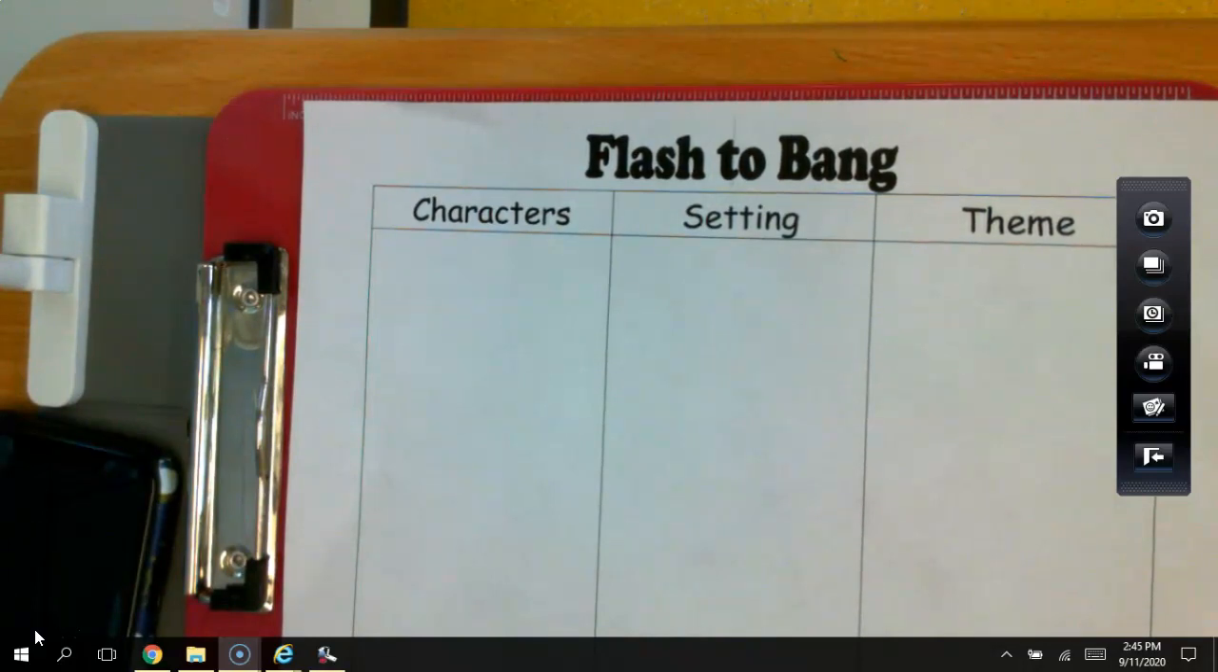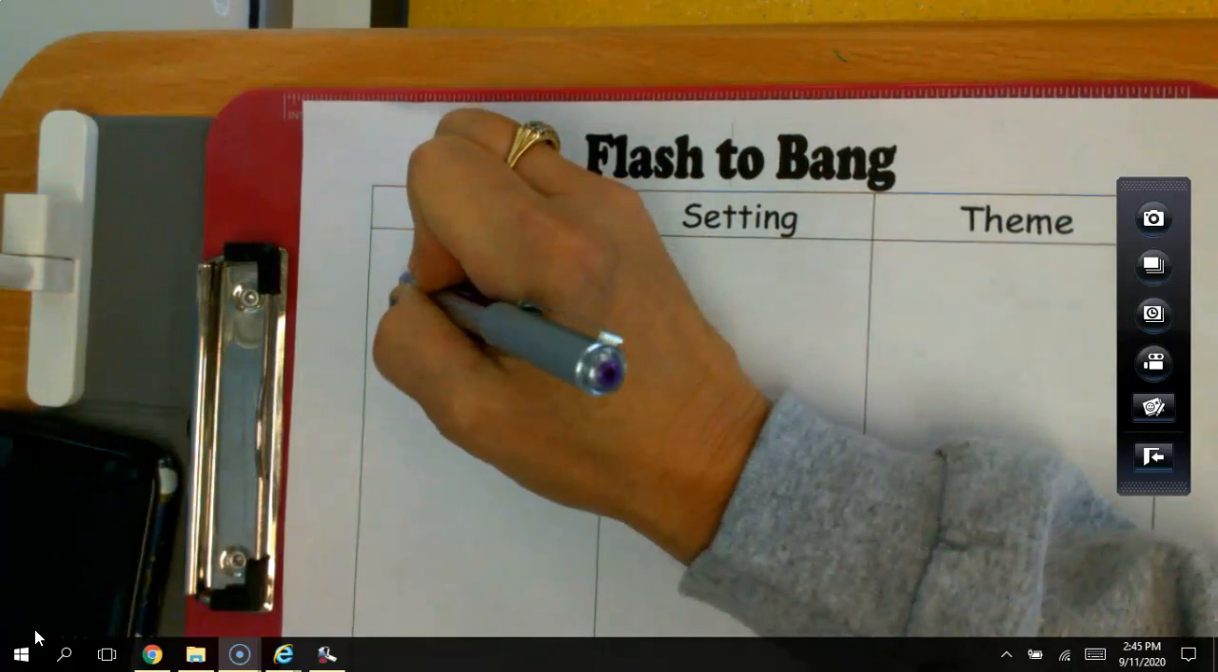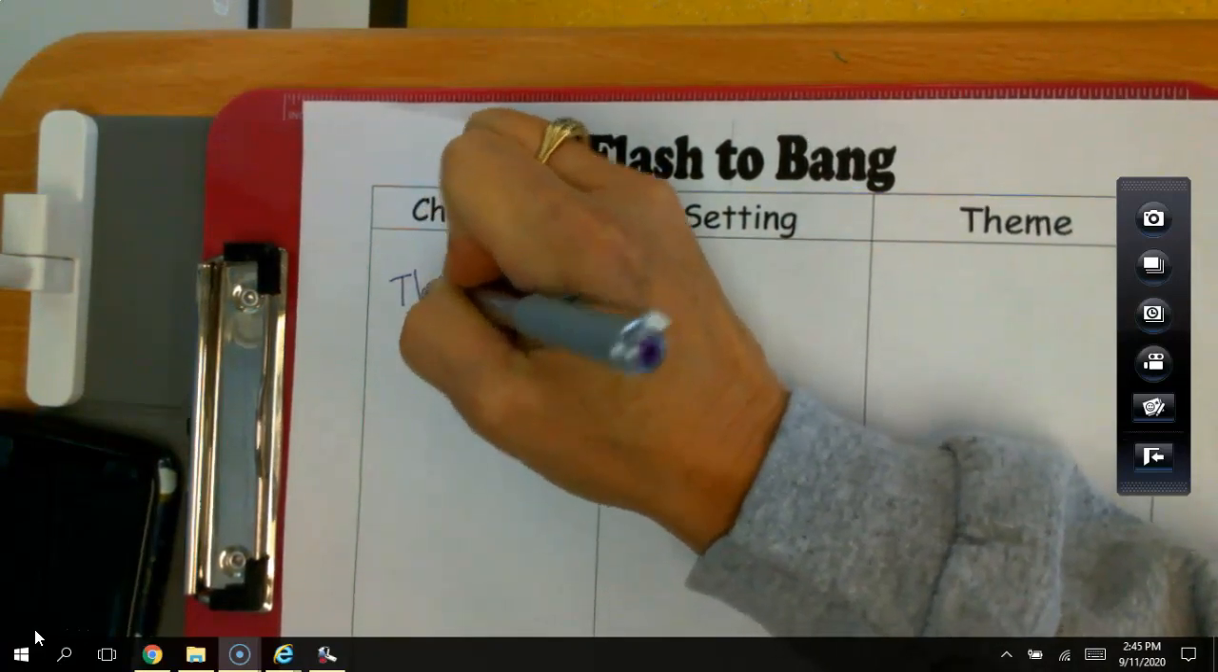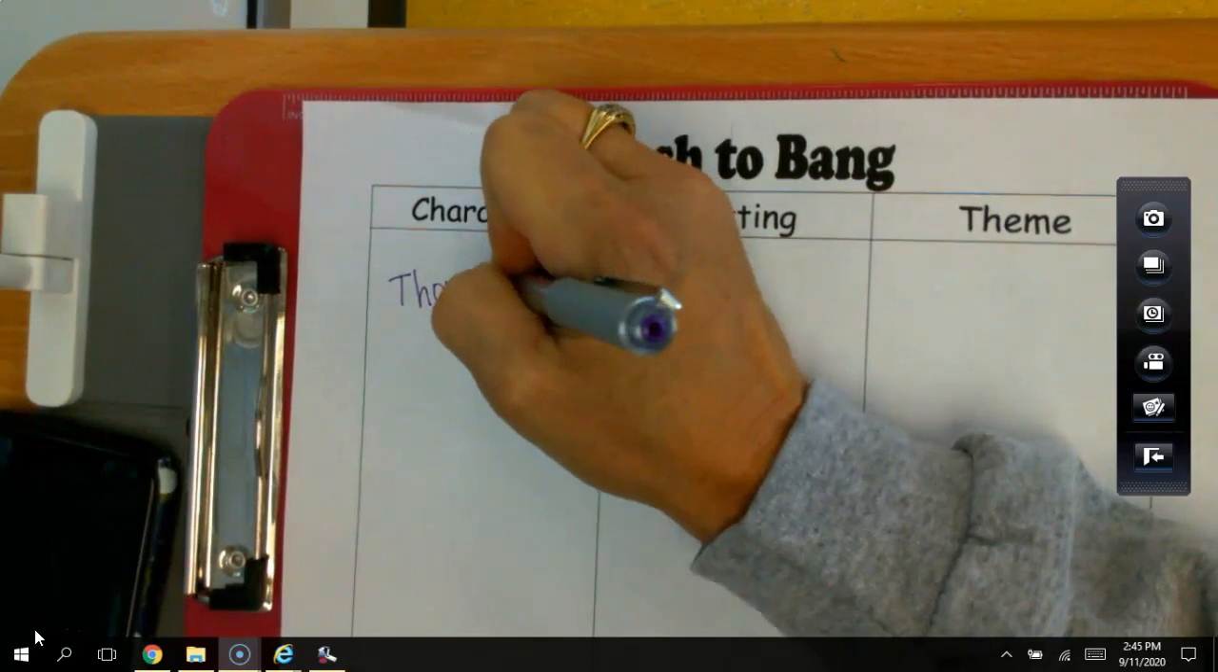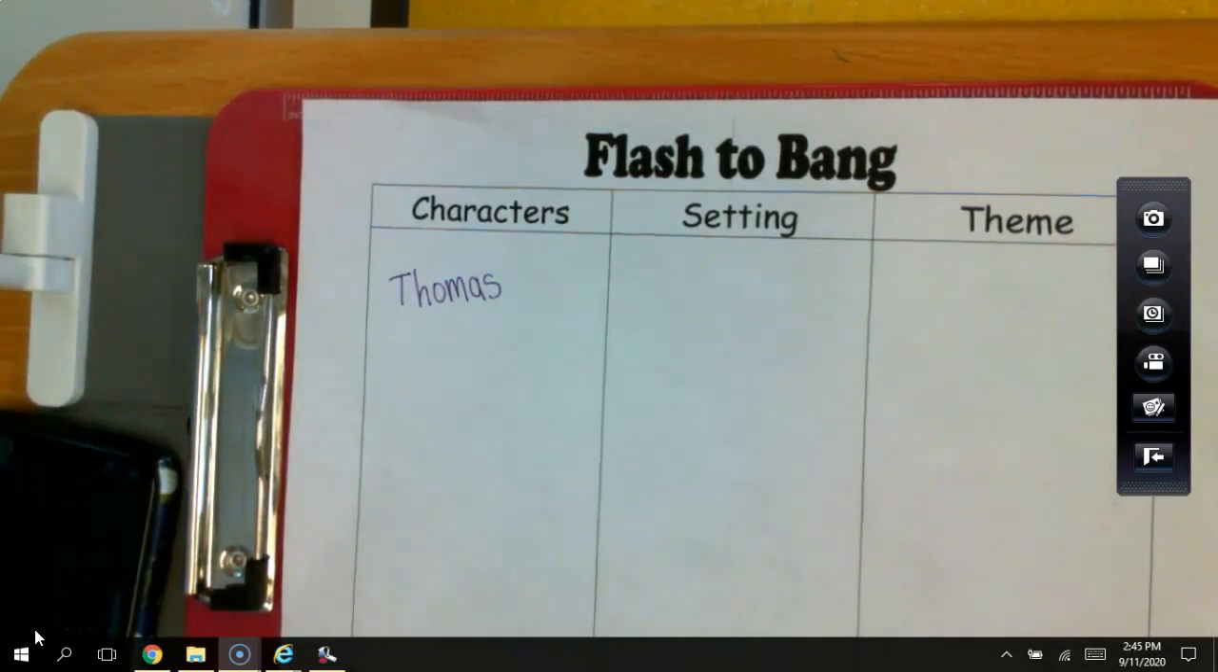So from reading the story Flash to Bang, who were the characters in the story? Let's think about this. Well, I know that there is a main character, and it was about a boy, and that boy's name was Thomas. So I know Thomas was in the story. So you're going to write Thomas underneath the word characters. At any time you need to pause this video, go ahead and pause the video so you can write.